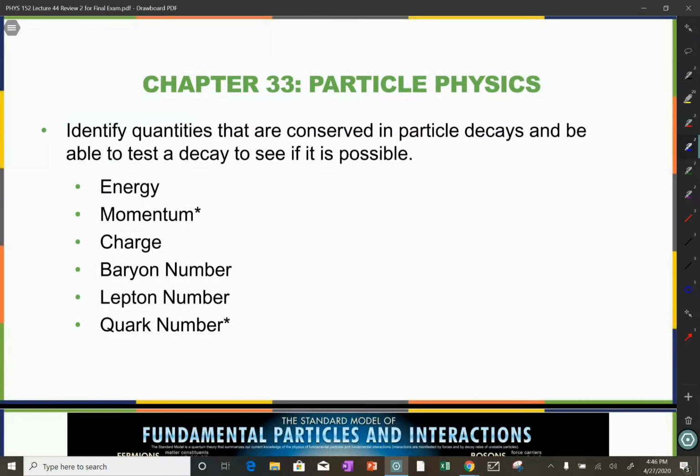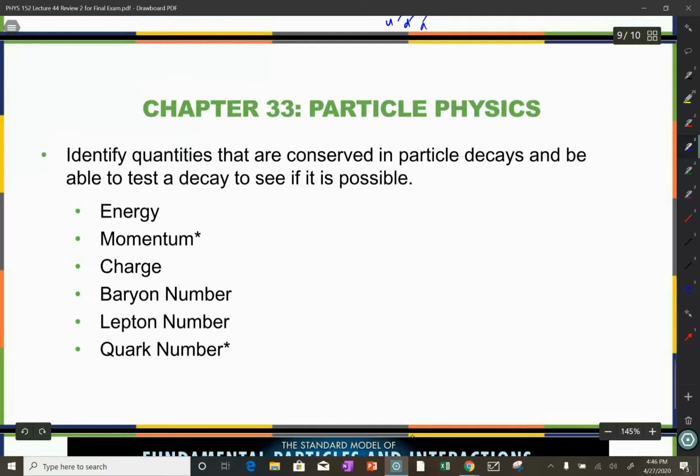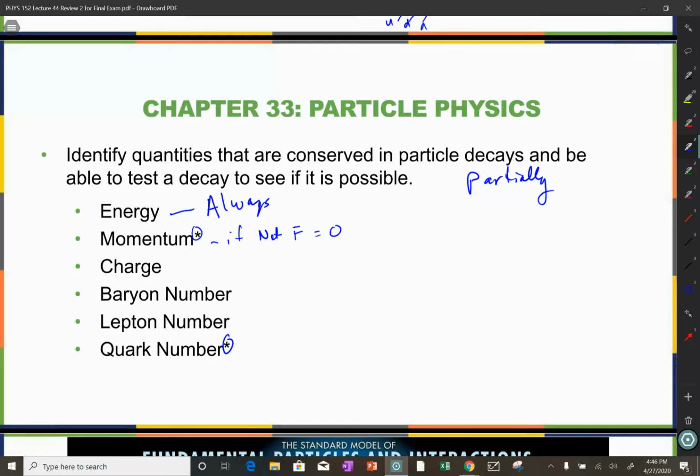Things that are conserved in a particle decay. Energy. Energy is always conserved. Momentum, these stars mean partially conserved. Momentum was partially conserved if the net external force is 0, which for a particle decay is always true. Charge, always conserved. Baryon number, always conserved. Lepton number, that is the number of electrons and muons and tau particles.